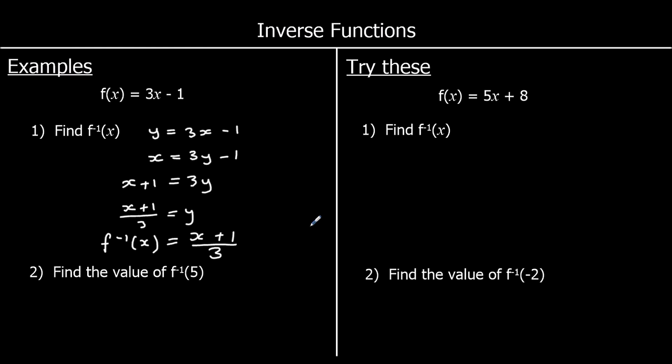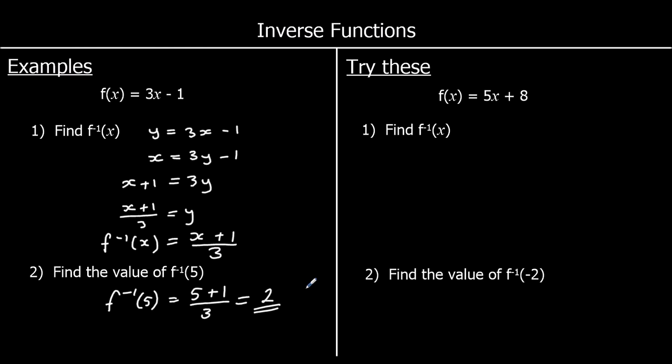Question 2 says find the value of f inverse of 5. So we need to put 5 into our inverse formula and see what we get out. So f inverse of 5 is (5 plus 1) over 3. 5 plus 1 is 6, and 6 over 3 is 2. So if we put 5 into our inverse function, we get 2 out. So that means if we put 2 into our original function, we would get 5 out, because the inputs and the outputs are switched around.